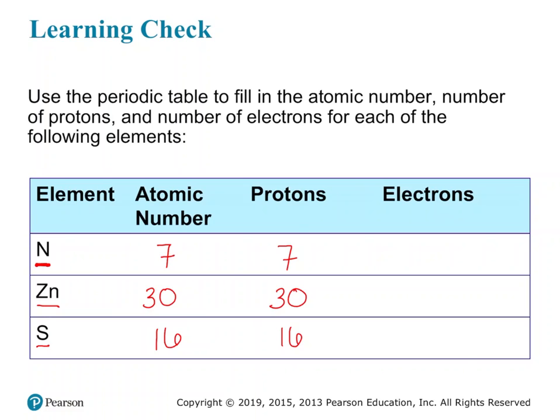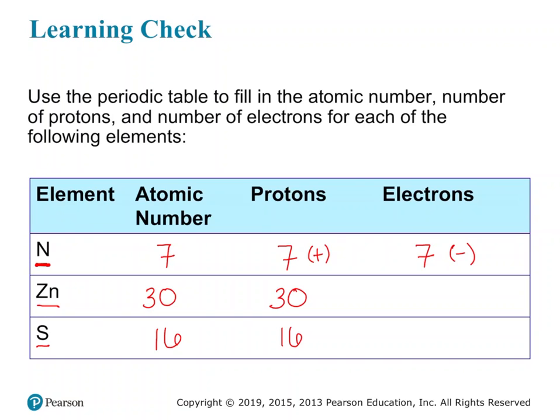Okay, and then we also said that for neutral atoms, the number of protons will equal the number of electrons. So assuming that these elements or their atoms are neutral, how many electrons would be in an atom of nitrogen? 7. So we have 7 positive charges and 7 negative charges, so they'll cancel each other out, and then that atom of nitrogen would be neutral.